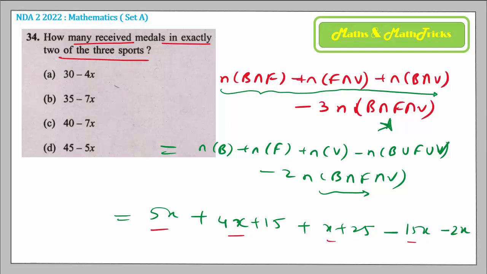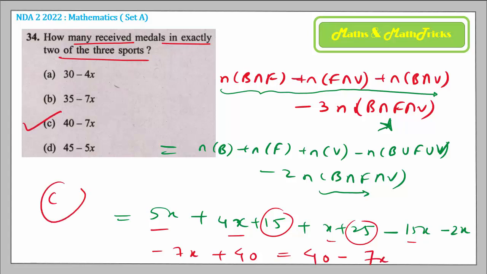So total first, this is 9 plus 1, 10. 10 minus 15 will be minus 5, and minus 2 is happening. So minus 7x we are getting, plus this number 15 and this number 25. What are you getting with this number 15 and 25? You are getting 40. So the answer is 40 minus 7x. That's the option C for this.